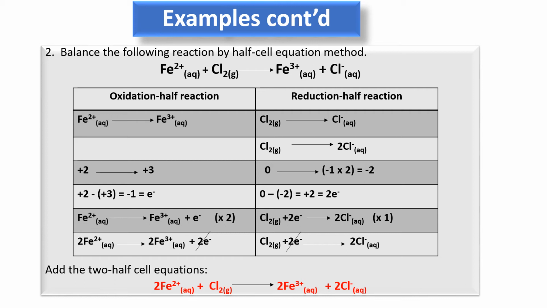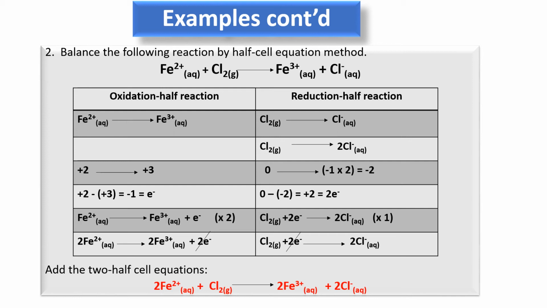So you multiply everything here by this coefficient. If you multiply Fe2+ by 2, you get 2Fe2+. If you multiply Fe3+ by 2, you get 2Fe3+. If you multiply e- by 2, you get 2e-. Then you multiply the whole of the reduction reaction by the coefficient of electron here. Cl2 by 1 will still remain Cl2. 2e- by 1 is still 2e-. 2Cl- by 1 is still 2Cl-.